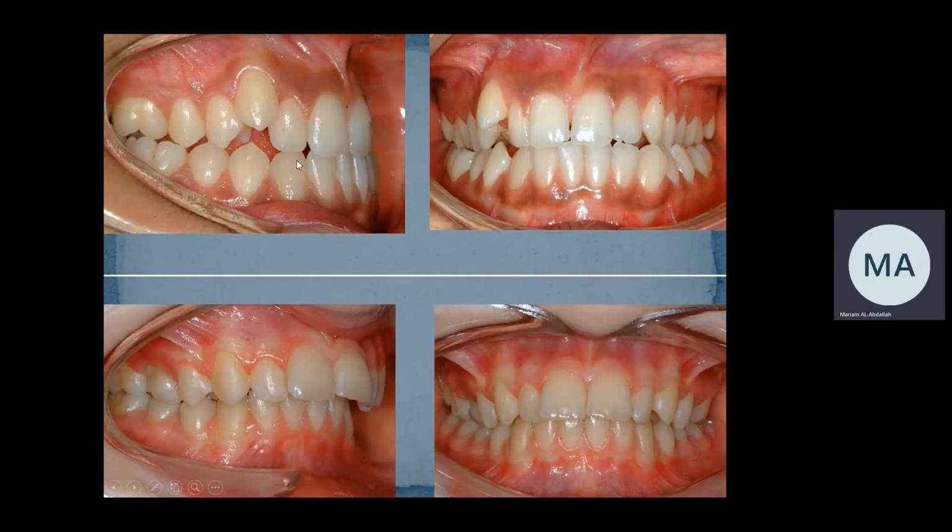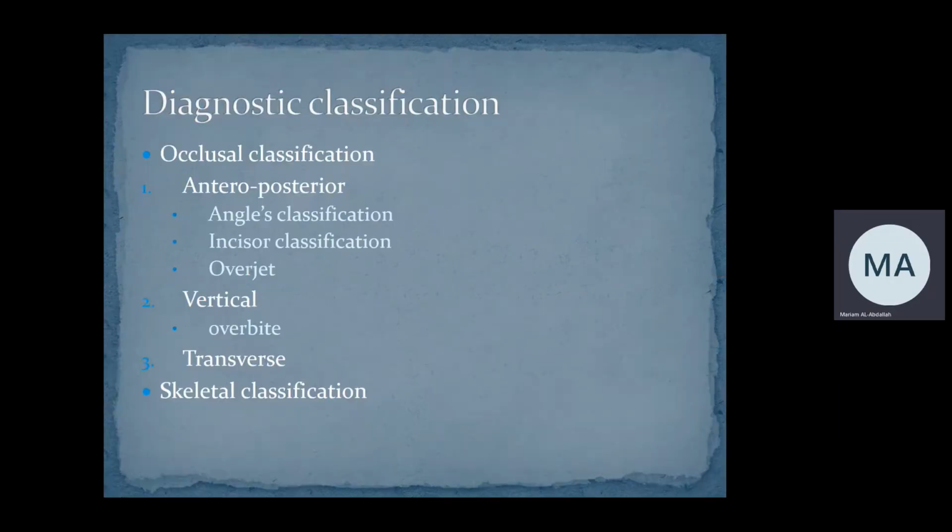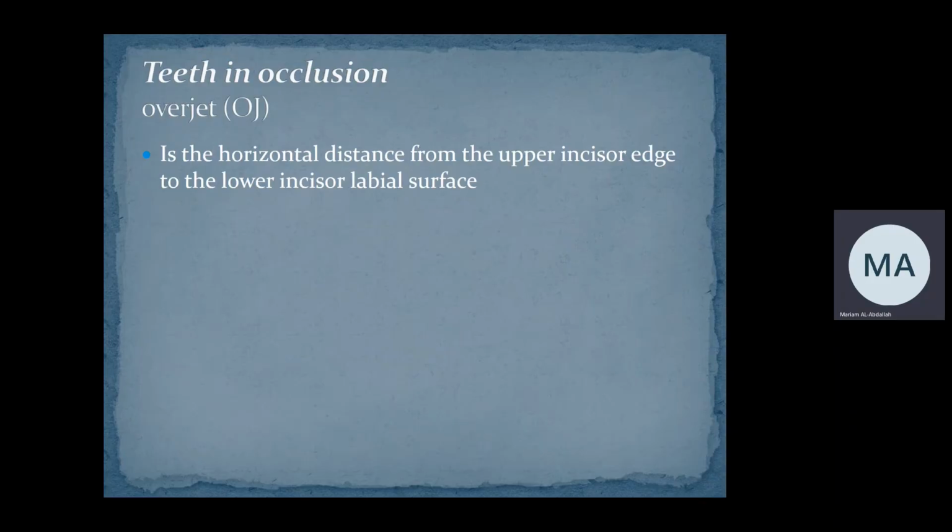The top photo again, class 3 incisors classification. Lower here, the lower incisal edge occludes behind the cingulum plateau and the overjet is increased. So this is class 2 division 1 incisors classification. Since we talked about the overjet, we need to define what overjet is.